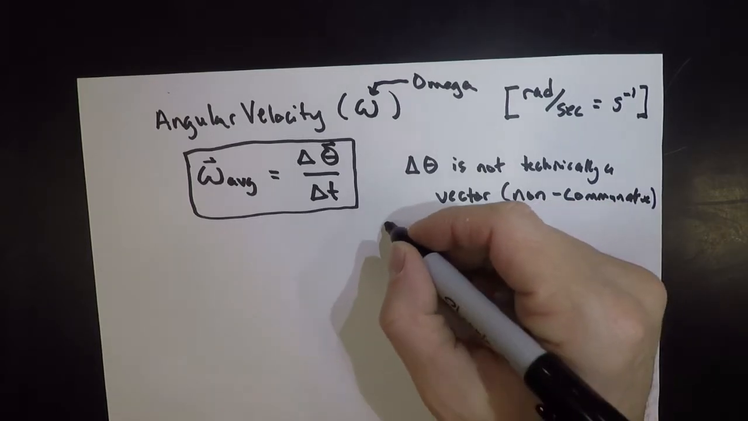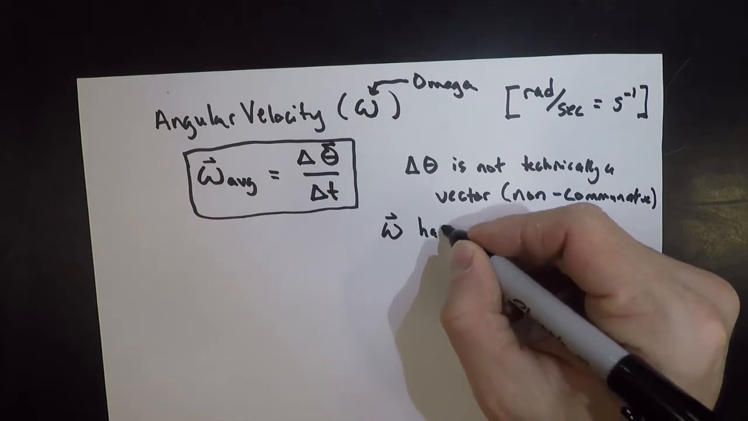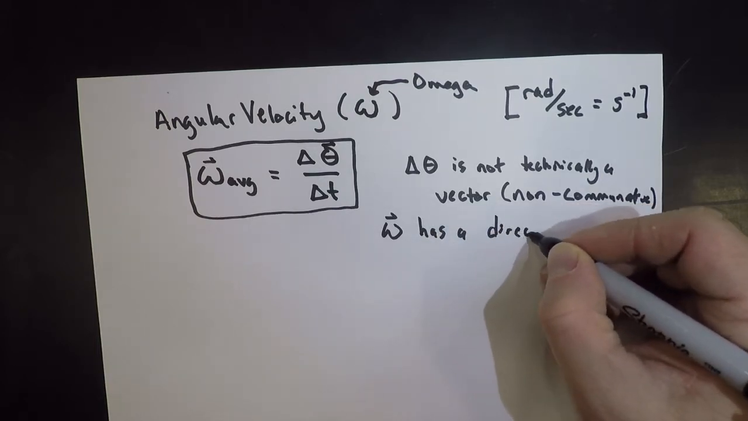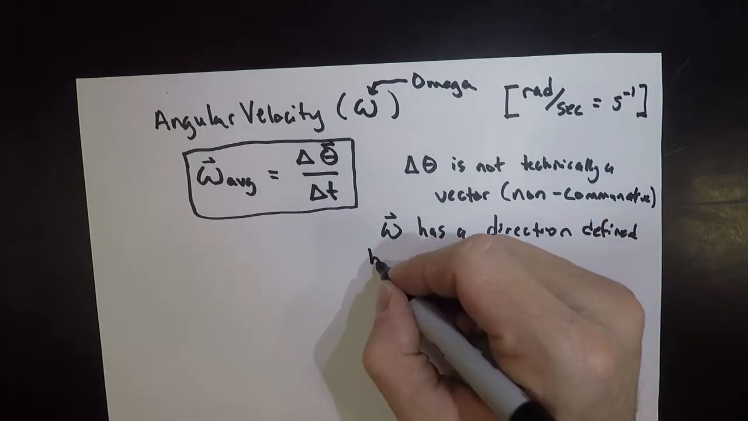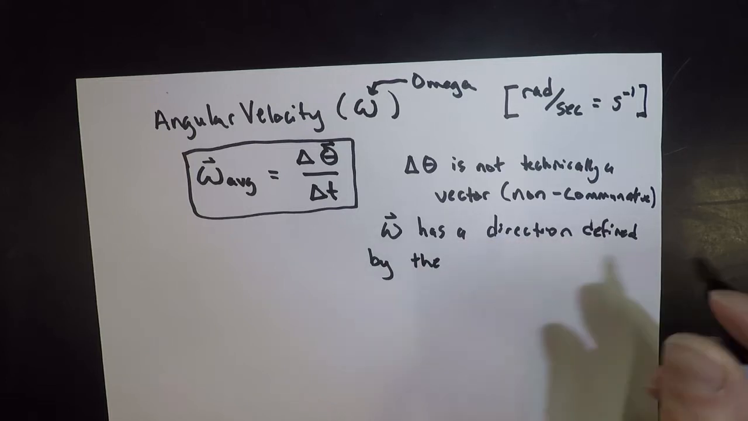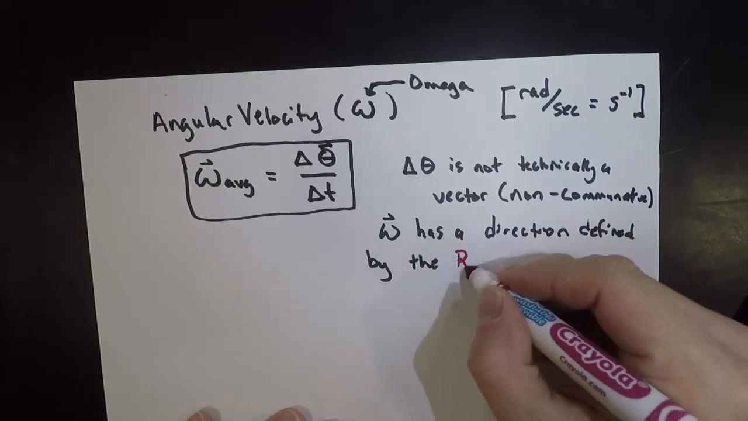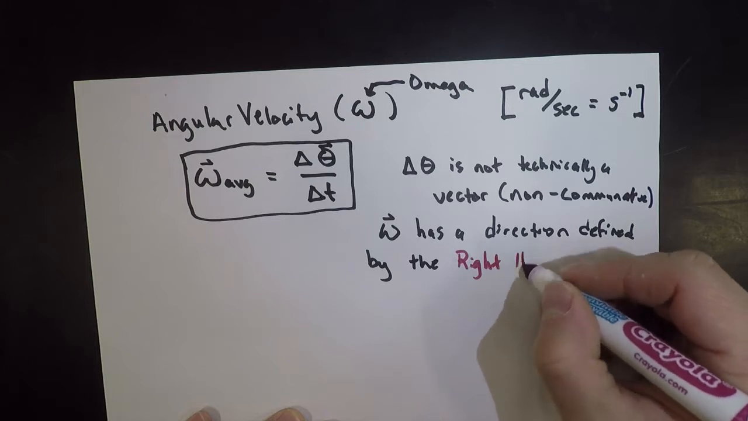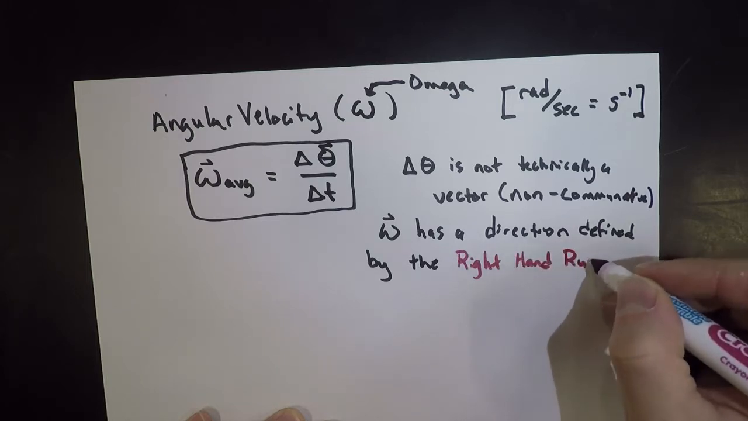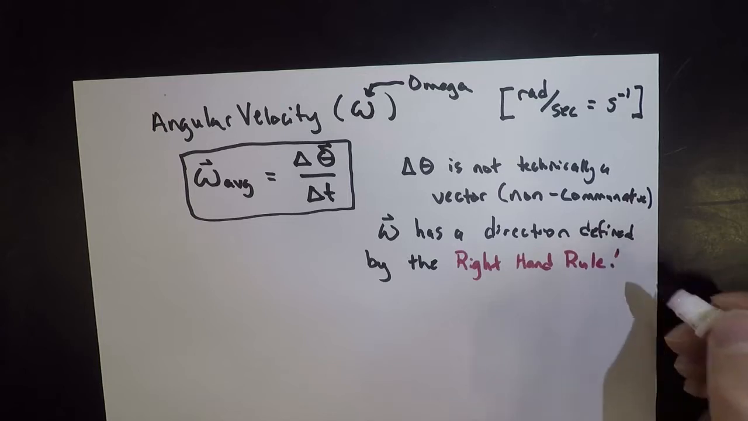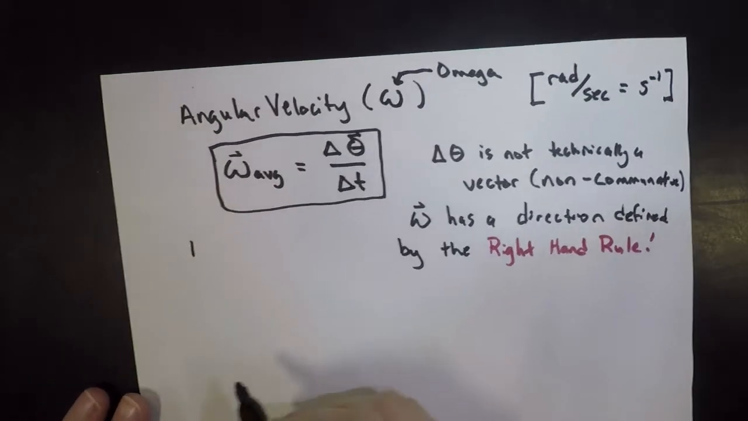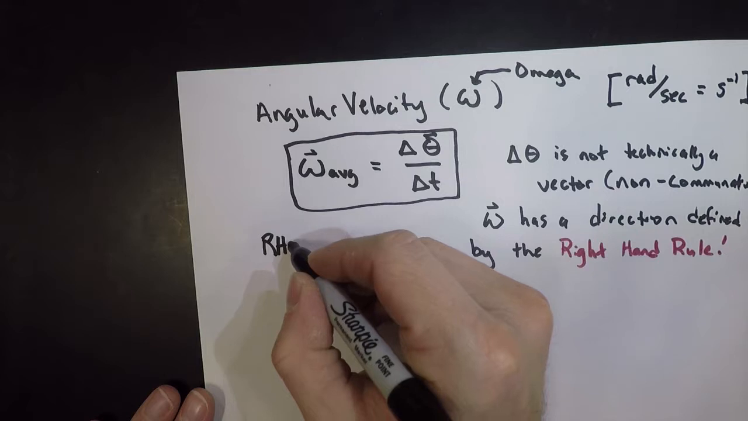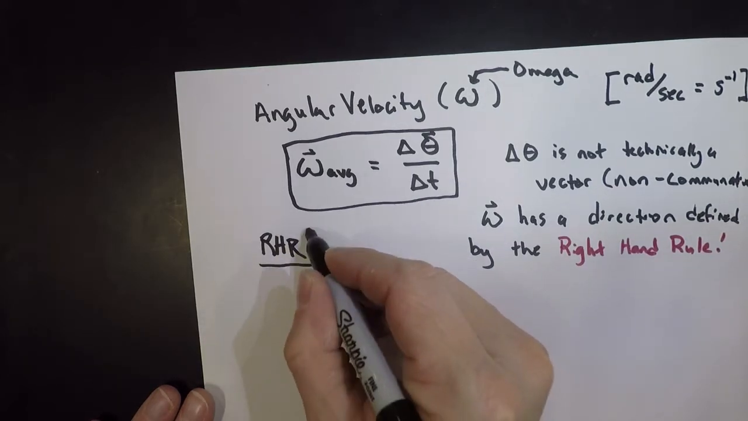Okay. So omega has a direction defined by something called the right-hand rule. And in physics, there are a number of right-hand rules that are going to be really useful and important to us. So how does the right-hand rule work for angular vectors? Let me go ahead and describe this. We'll have the right-hand rule for angular vectors.